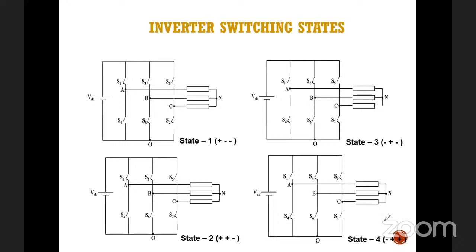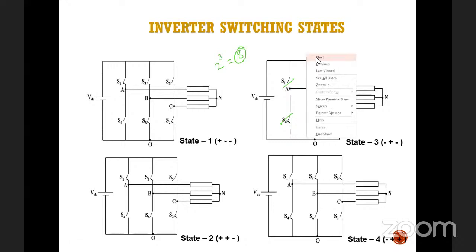Like that, we get 2 to the power of 3 switching states, because this is a 2-level inverter with 3 legs. In each leg, either top or bottom should be turned on, so there are 2 combinations. That's why 2 to the power of 3, that is nothing but 8 switching states, are possible. So these are the 4 switching states.